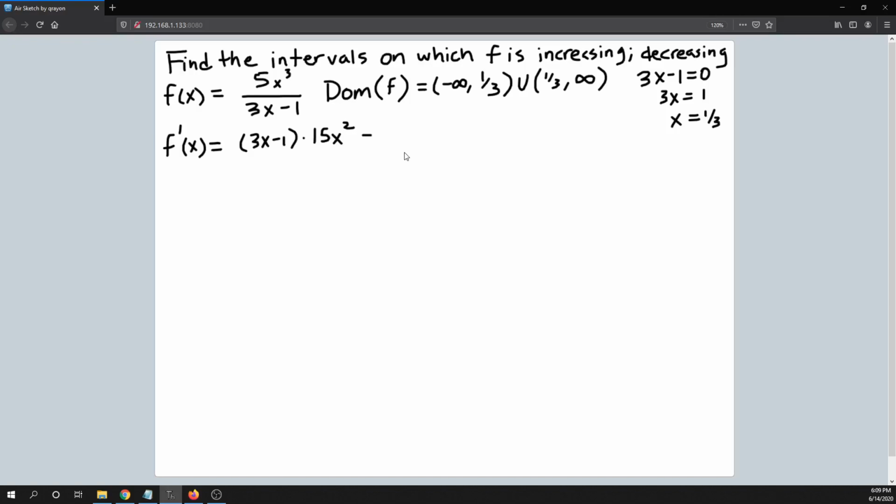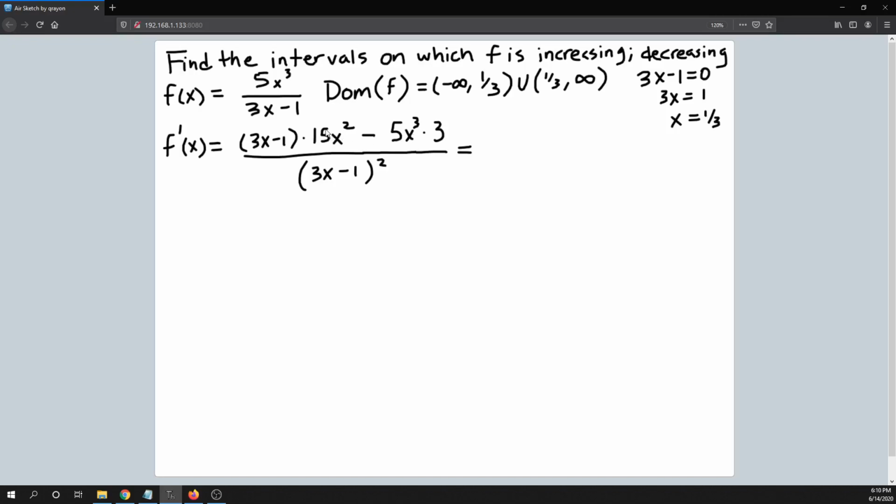All right, and then minus high, which is the top function, 5x cubed, d low, that's the derivative of the bottom function. The derivative of this bottom function is just 3. Okay, and of course that's going to be all over low squared, so all over the bottom one squared. Okay, and next is to clean that up as much as you possibly can.